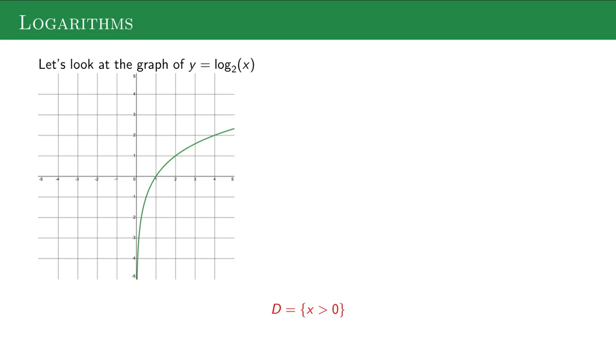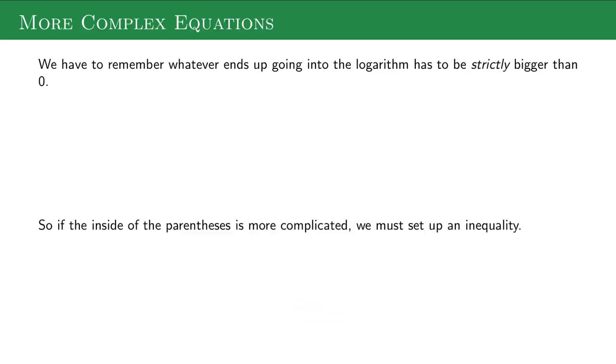So once I cross the x-axis, then I'm on my graph, and I can follow along all the x's after that. But it's really important. Our basic logs have x strictly bigger than 0. So there's not an equal sign under there. All right, so we have to remember whatever ends up going into the log has to be strictly bigger than 0. So we'll start putting more things in the parentheses, but whatever goes in the parentheses of a log has to be bigger than 0.